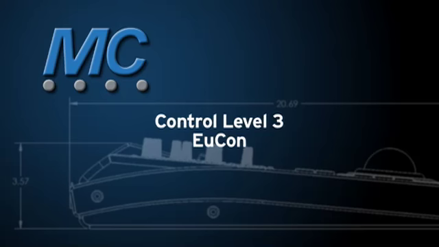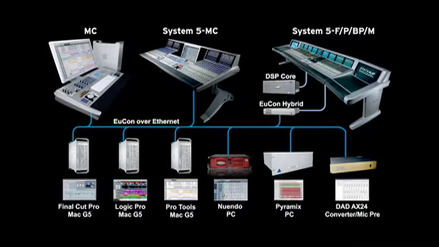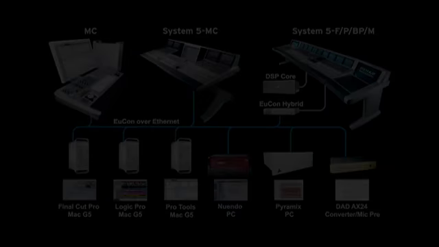The next and highest level of control is Yukon. This is what gives the MC its real power by connecting the MC's dedicated faders and knobs to the media application. Yukon is a high-speed, high-resolution control protocol developed by Euphonix to allow the MC, System 5 MC, and the larger System 5 consoles to communicate with media applications.